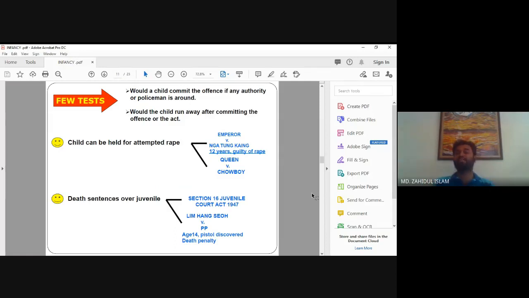Here are a few tests by which we can identify whether they are mature or not, whether at that time they understood. One is the policeman test, another is the apple test. So what is the policeman test? Normally when the child is brought to court by the police, the court can use these two types of test. For example, in the policeman test, the court keeps them with the police or a law enforcement agency, and then the court will observe their attitude.